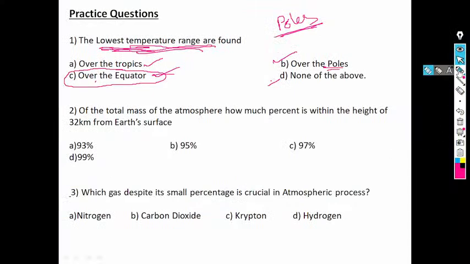See, the lowest temperature range is generally found over the equator. Range means maximum minus minimum. So the lowest temperature range means maximum minus minimum.